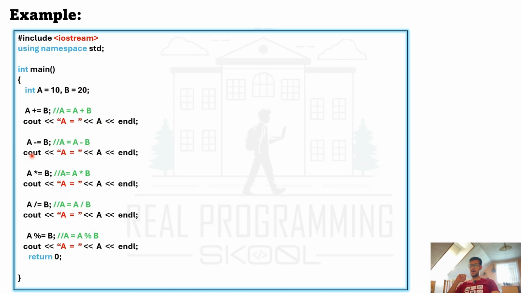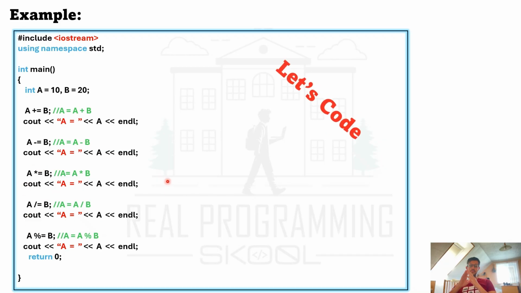And here a minus equal b is exactly like a equal a minus b. A is already storing 30 from the previous line of code. So 30 minus 20, the compiler will give us 10. And the same here with multiply, division and mod.